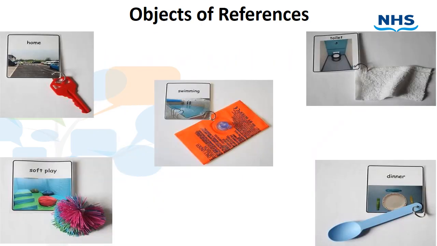So these are some examples of some objects of reference. So they may change depending on the individual and the situation. So the band for swimming, for example, in the middle there, someone else might have a towel piece or goggles or a swimming hat. So again, it's something that's individualized to the young person depending on what they associate with that person, that place, or that activity.